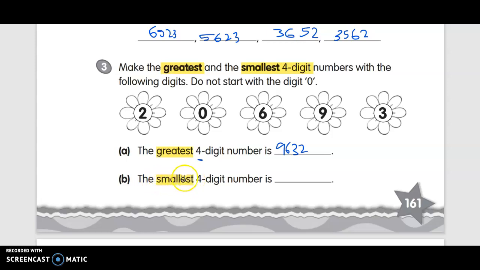The smallest 4-digit. What is the smallest? Same thing. Can I say 0 is the smallest? I start with 0? No, because they say do not start with 0. So what is the next smaller number? 2, right? Okay, so 2. Then we can put in the 0 as the second digit. So 2, 0. What is the next smaller number? 3 and then 6. So the smallest 4-digit number is 2,036. So your 0, never put it in front, but you can put it at the second place. Alright, please do your corrections.